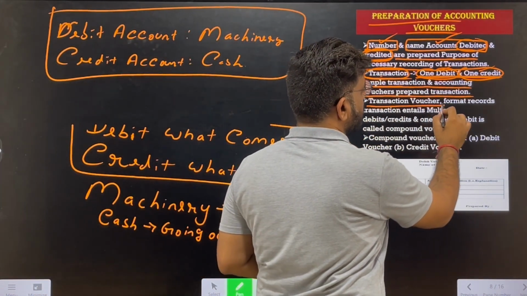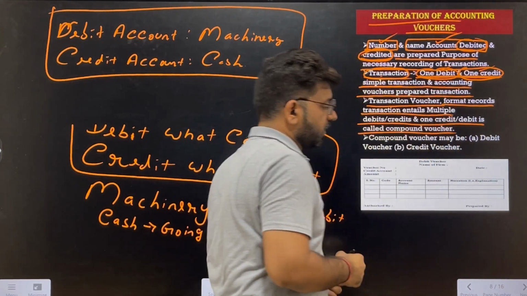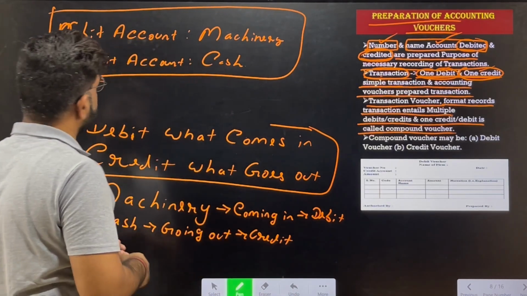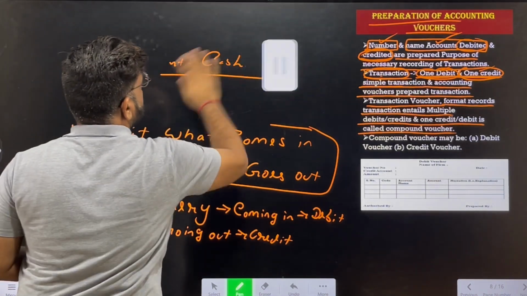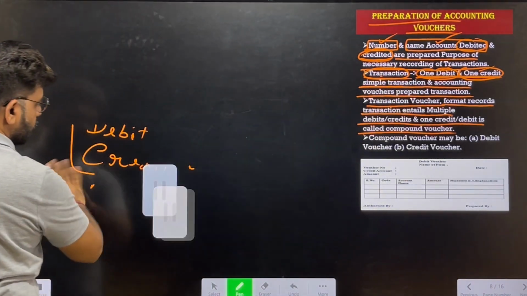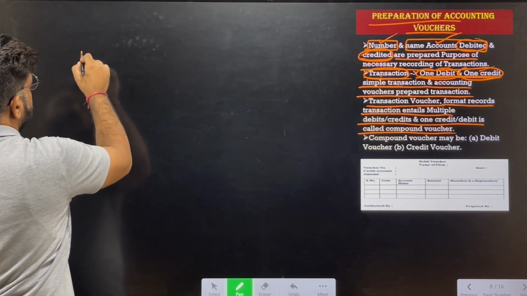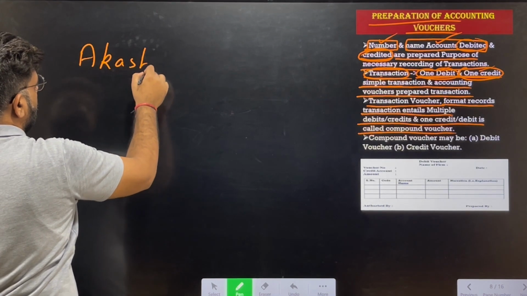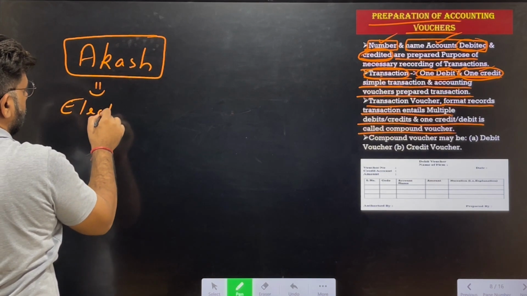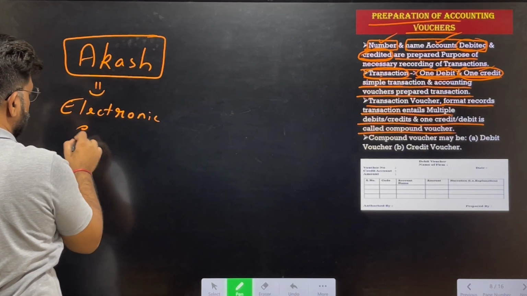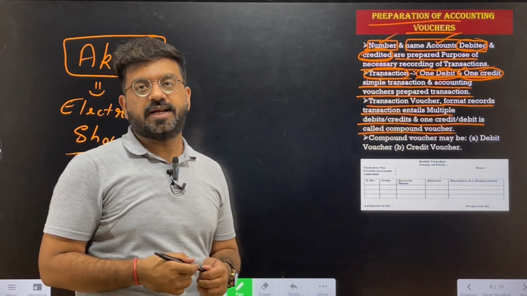The transaction voucher format records transactions; an entry involving multiple debits and credits, or one credit and multiple debits, is called a compound voucher. Now, suppose this much is very clear to you. Suppose there is a person whose name is Akash. Now, Akash has an electronic showroom. Akash runs the electronic showroom.